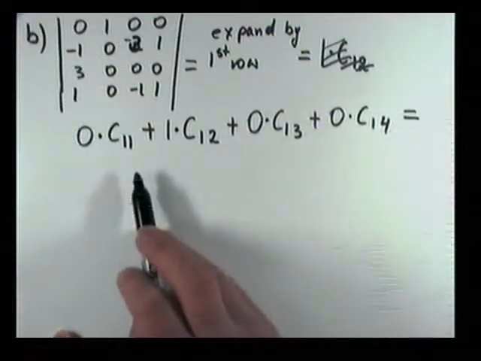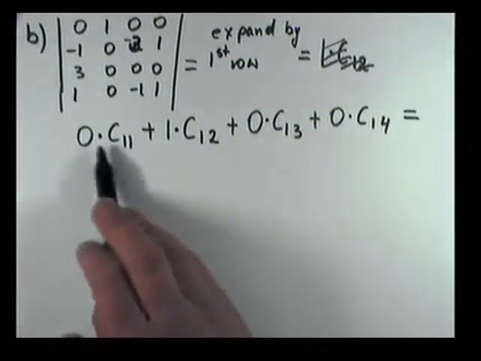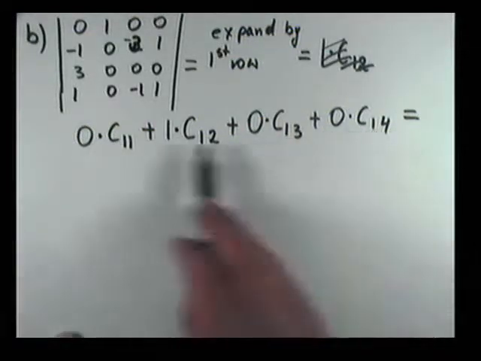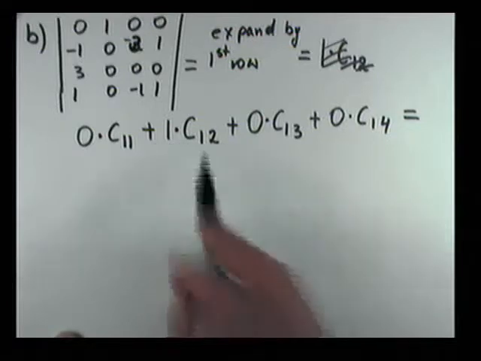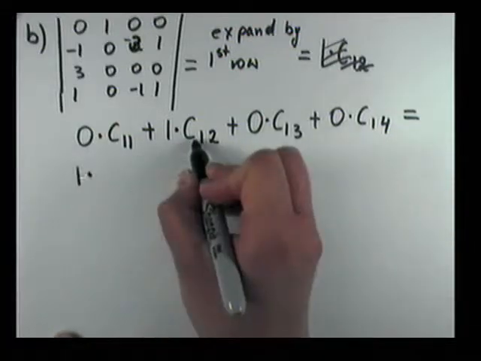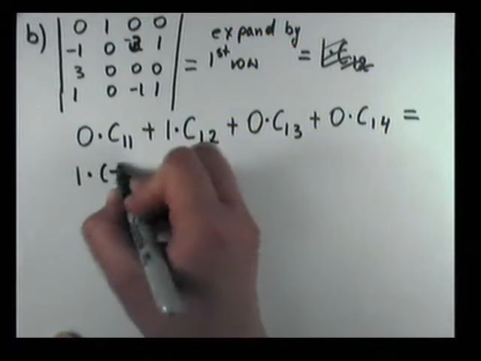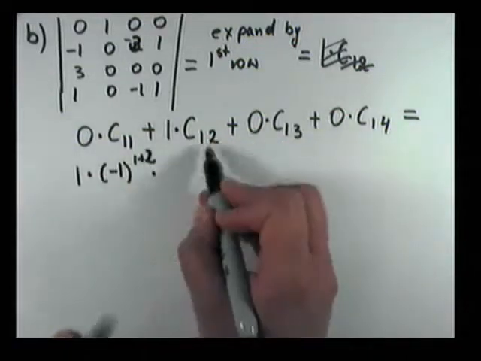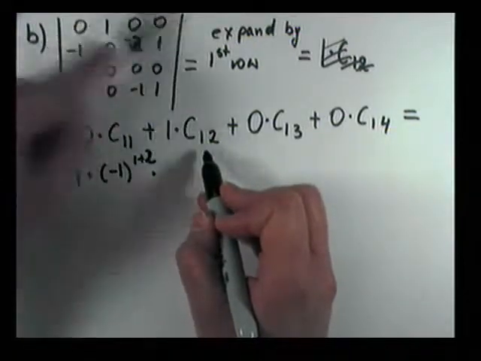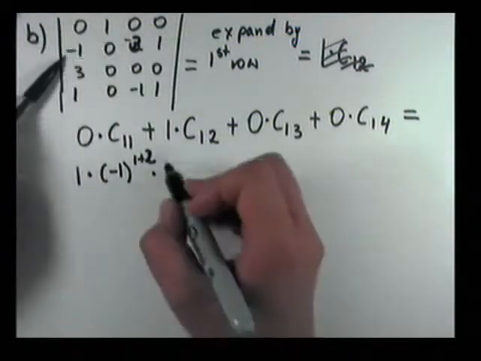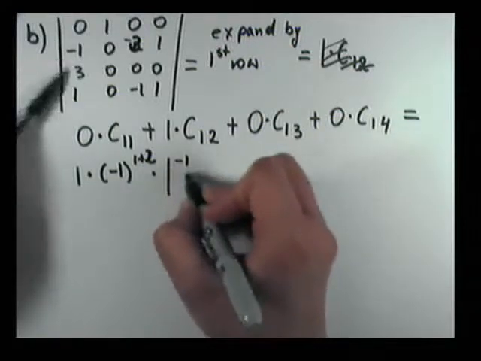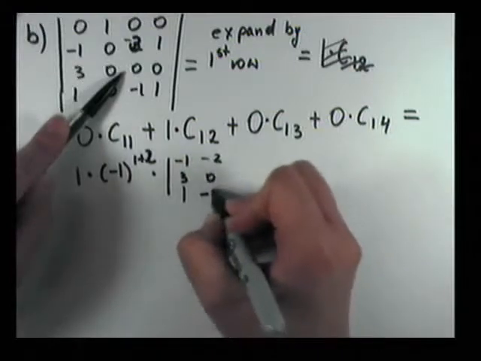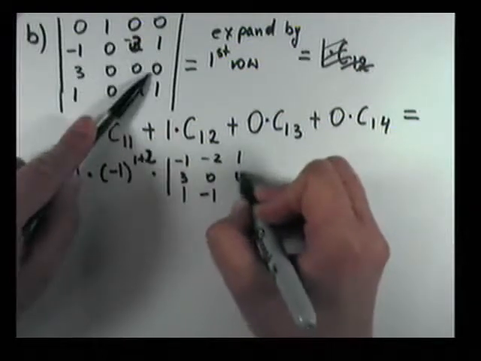You don't need to write down everything like this. You don't need to even bother about those ones, because this is 0, this is 0, this is 0. So everything we have left is 1 and that cofactor. So 1 times, let's work out this cofactor, minus 1 to the power 1 plus 2, times delete the first row and second column. And so what's left is minus 1, 3, 1, minus 2, 0, minus 1, 1, 0, and 1.